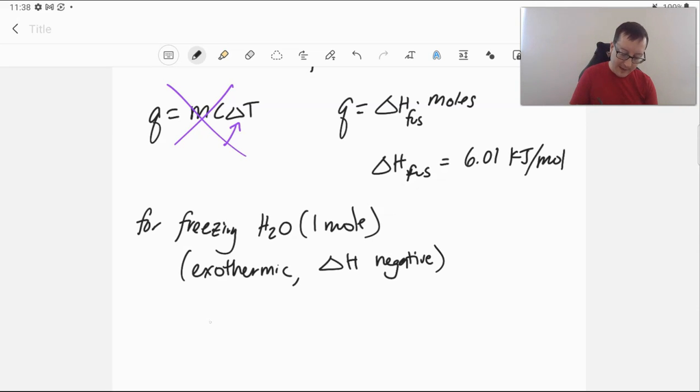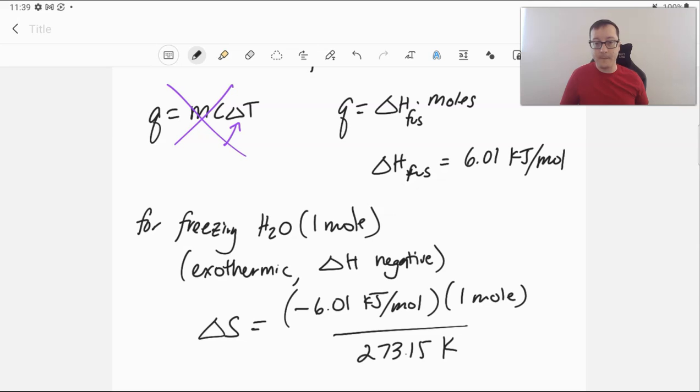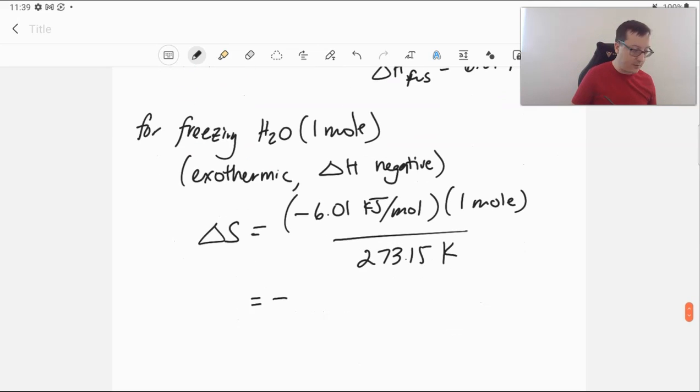Let's take a look at the delta S associated with that. We're going to have negative 6.01 kilojoules per mole times 1 mole. Since that's our Q, right? Delta H times moles is our Q. The temperature is 273.15 Kelvin. And if we calculate this, we will get negative 22.0 joules per Kelvin.